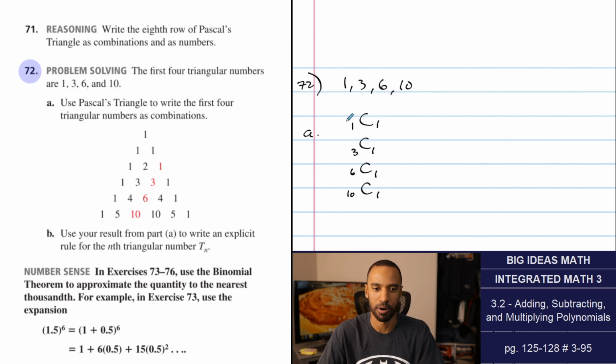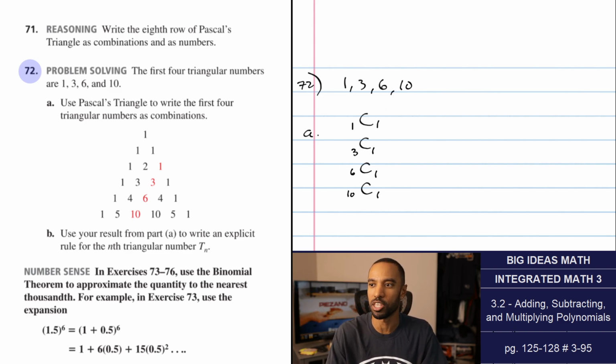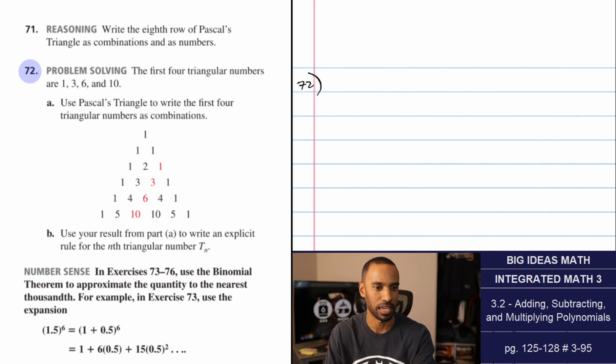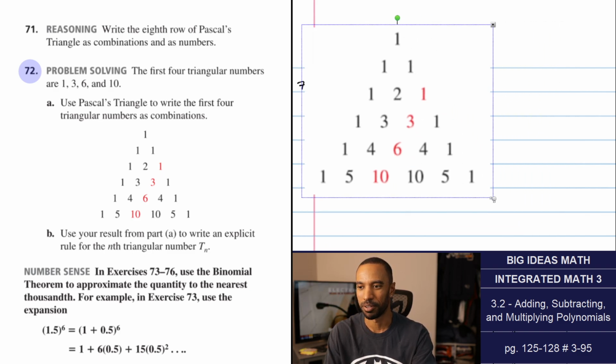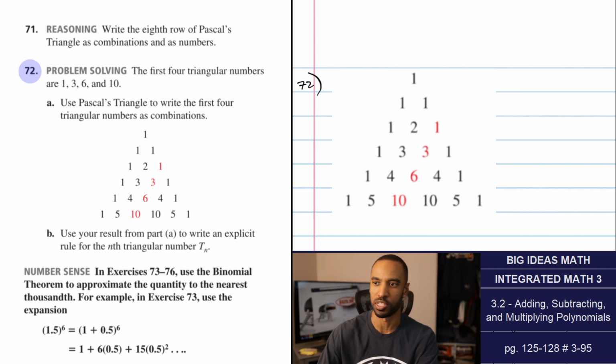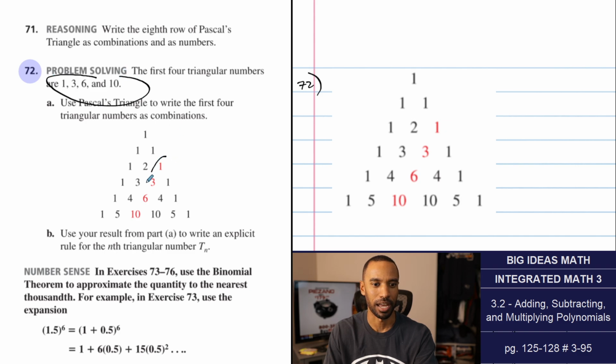Part B, use your result from part A to write an explicit rule for the nth triangular number. Oh, I see what they're saying. They mean the specific positions in Pascal's triangle. Got it. Okay, so the 1 on this one. I'm going to copy and paste this here. Yes, the triangular numbers do exist in Pascal's triangle. I didn't know they meant the specific ones. I was looking up top. I did not even see those.